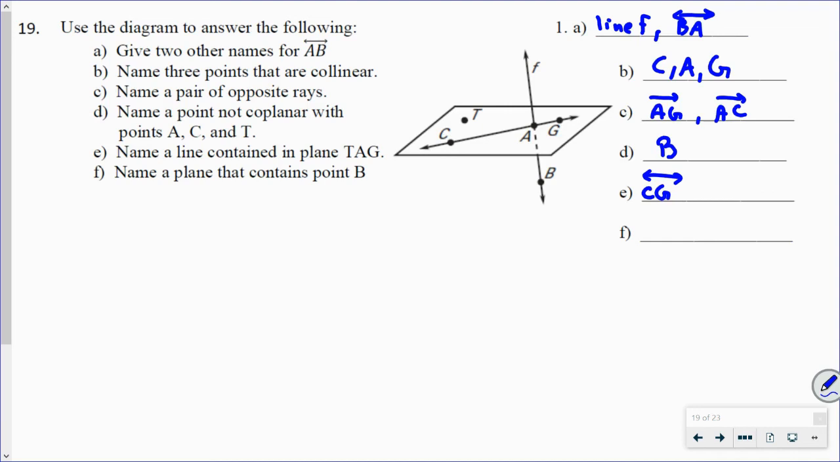Name a plane that contains point B. Now, on the diagram, B is not in a plane. I could contain it in a plane, but right now it is not in a plane. So B is not in a plane.